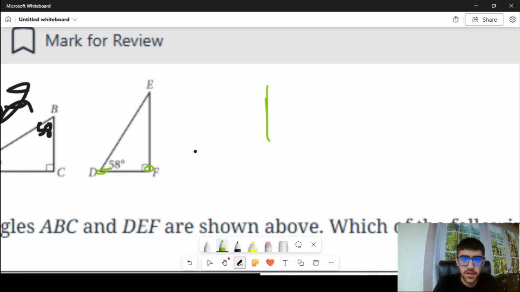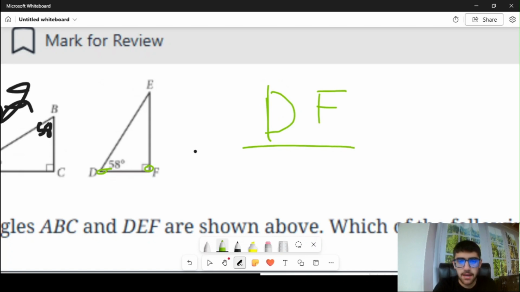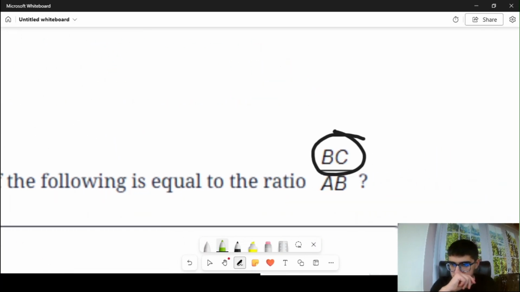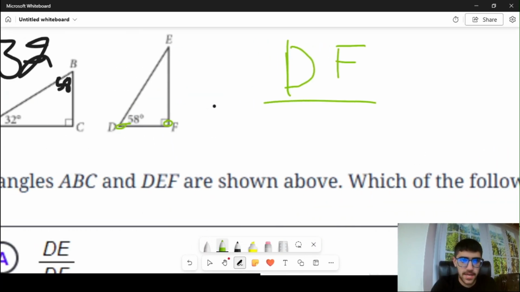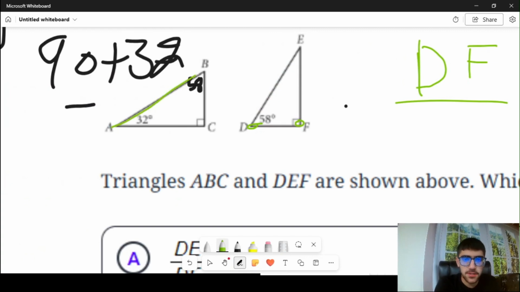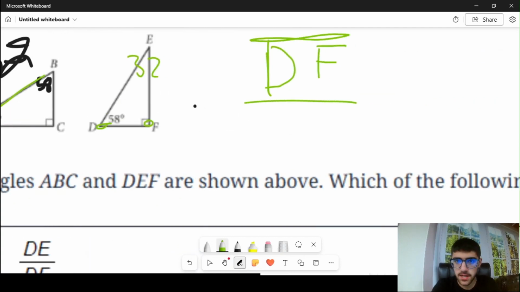DF is the numerator. And I'm going to divide that by AB. What is AB? A to B is between 32 and 58. So between 32, remember this is 32, and 58 is D to E, line DE. So line DF over line DE.